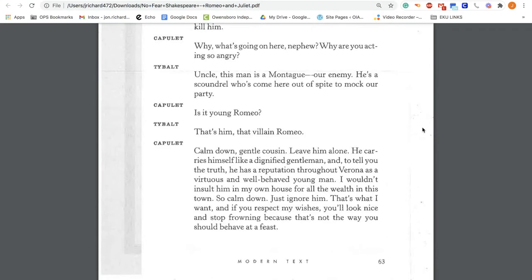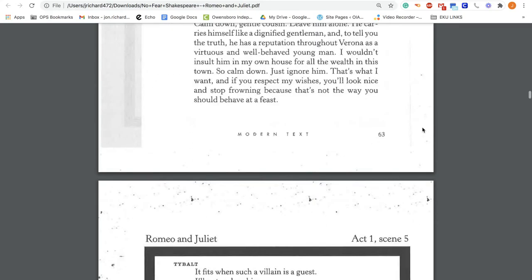Calm down, gentle cousin. Leave him alone. He carries himself like a dignified gentleman. And to tell you the truth, he has a reputation throughout Verona as a virtuous and well-behaved young man. I wouldn't insult him in my own house for all the wealth in this town. So calm down. Just ignore him. That's what I want. If you respect my wishes, you look nice and stop frowning, because that's not the way you should behave at a feast.